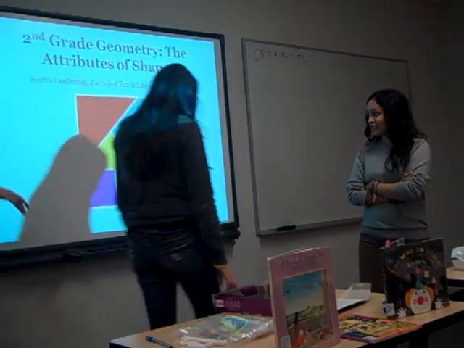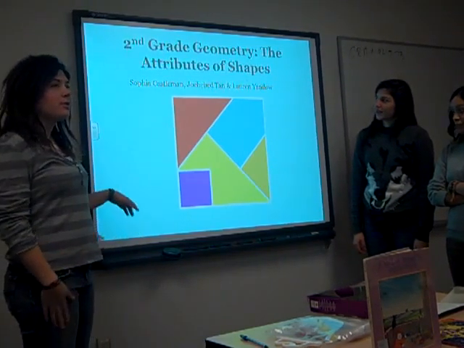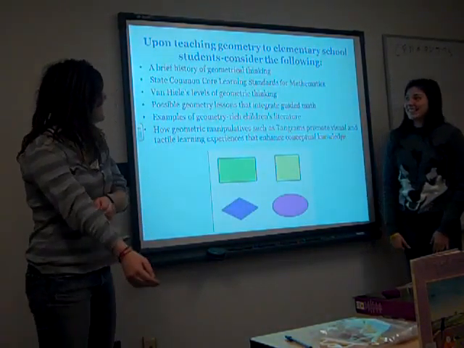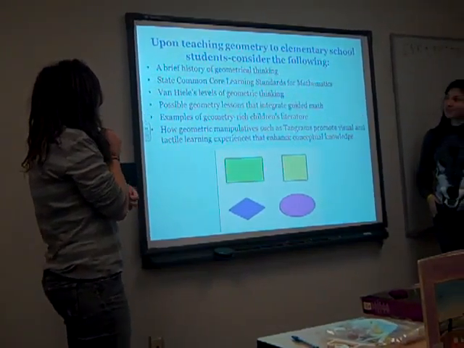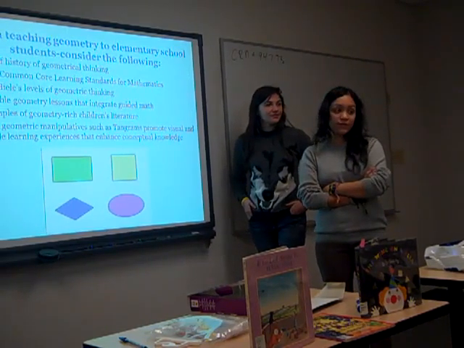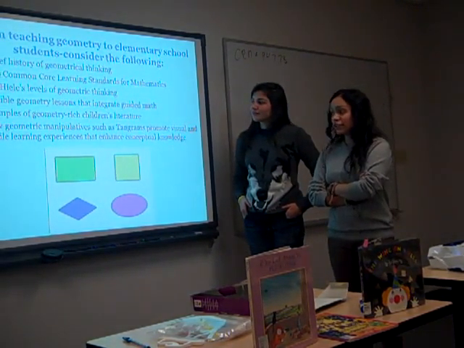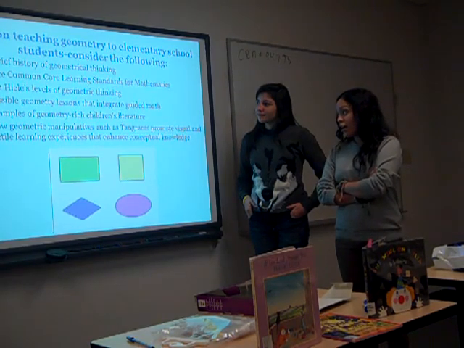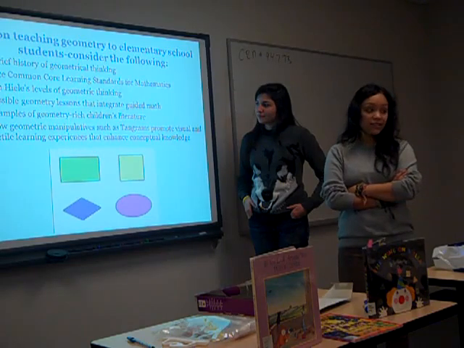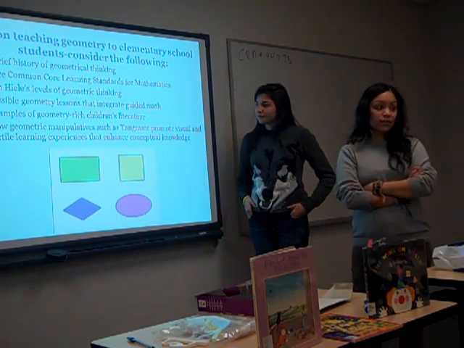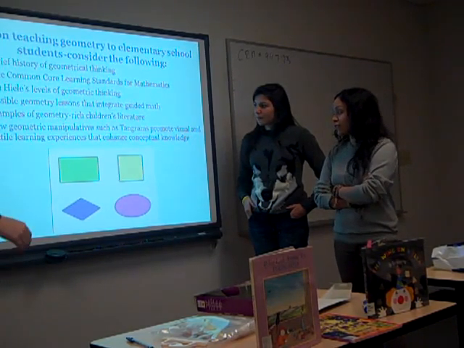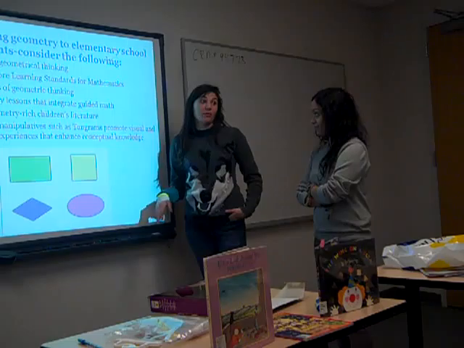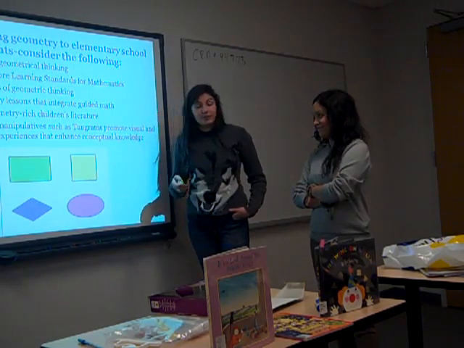Okay, so we're also doing second grade geometry, but we are focusing on the attributes of shapes. That's the main. Should we introduce ourselves? Sophia, Josa, Lauren. Okay. So, when teaching geometry in the elementary school, you should consider the following: a brief history of geometrical reasoning, the State Common Core learning standards for mathematics, Van Hiele's levels of geometric thinking, rich geometry lessons, as well as including literacy, and also using manipulatives such as tangrams that promote visual and tactile learning experiences that enhance conceptual knowledge, which usually comes before procedural knowledge.